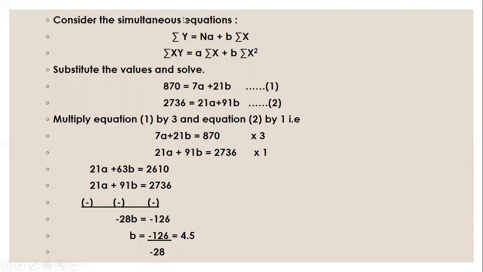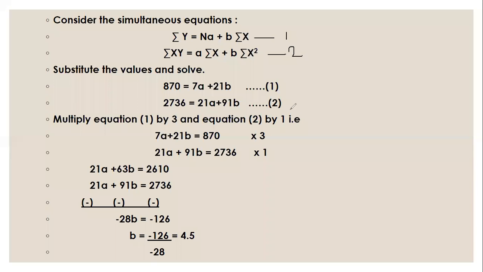Now here, consider the simultaneous equation. If you remember, these were the standard forms of equation that we had. This is equation number 1 and this is equation number 2. So equation 1 is sigma y is equal to n into a plus b into sigma x. Then equation 2 is sigma xy is equal to a into sigma x plus b into sigma x square. Now let us just put all the values from the question till here to here. Substitute the values and solve.